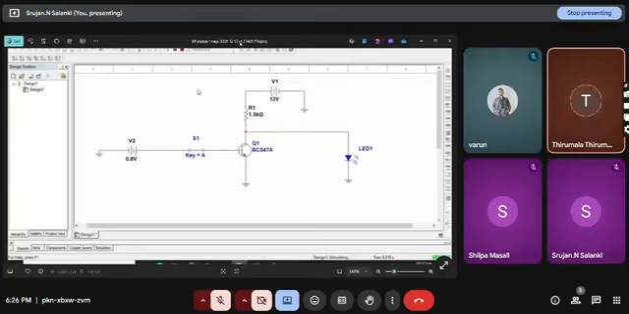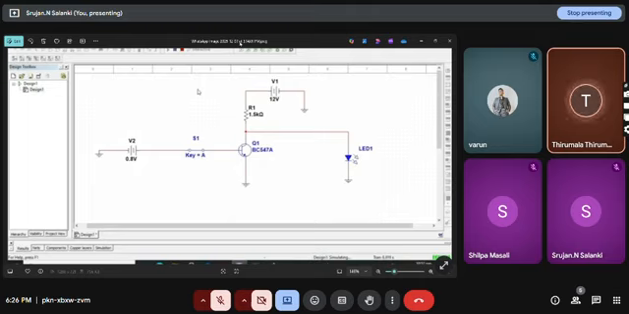Explaining the basic transistor switching circuit. It is built using a BC547A NPN transistor. The main purpose of this circuit is to show how a small input voltage can control a larger voltage load.